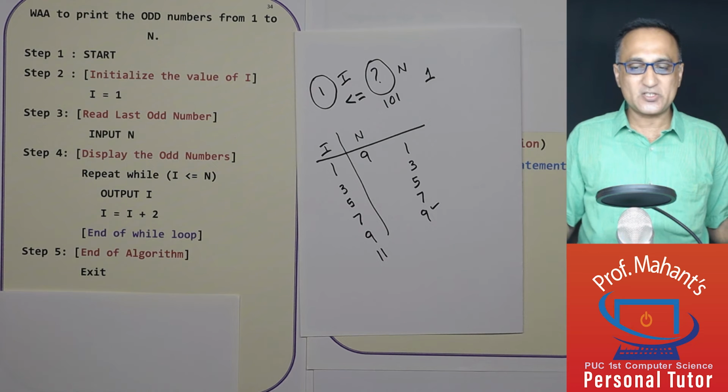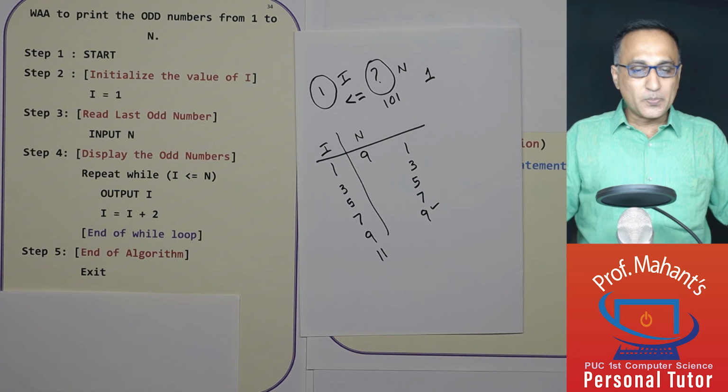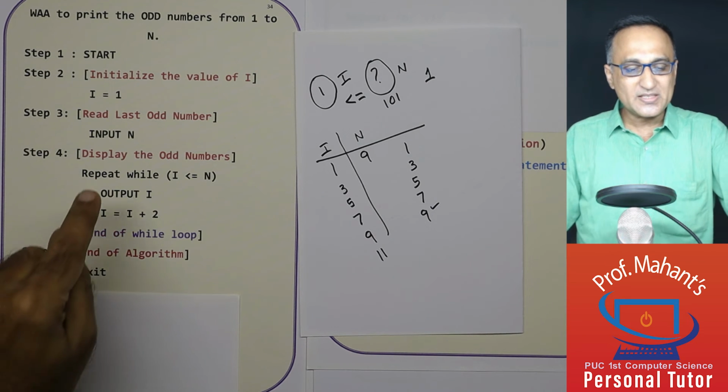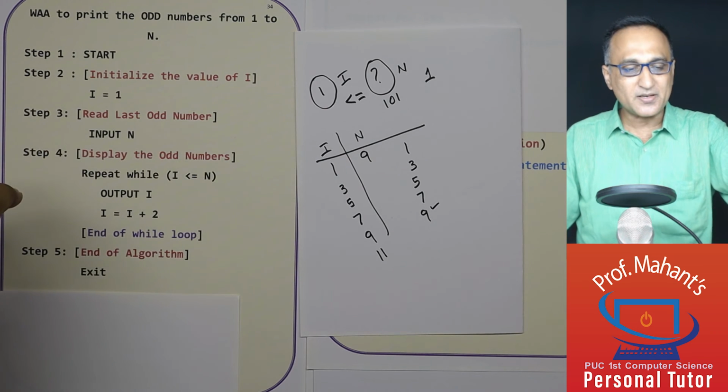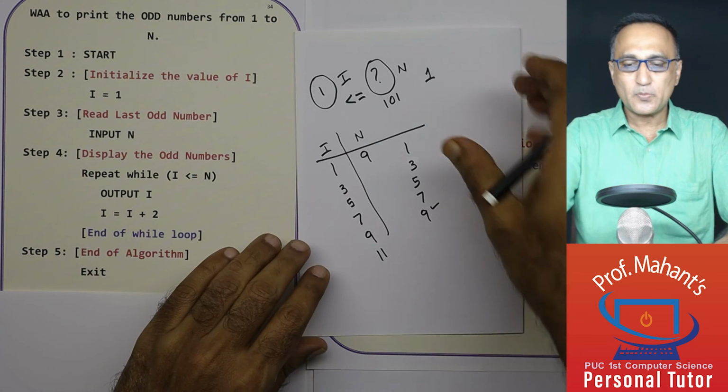So I hope you understood how I could print odd numbers from 1 to n using this repeat while. I would advise you to print even numbers from 2 to n using this same method and just see whether you have understood it properly.